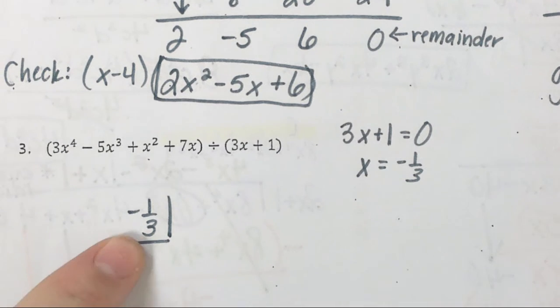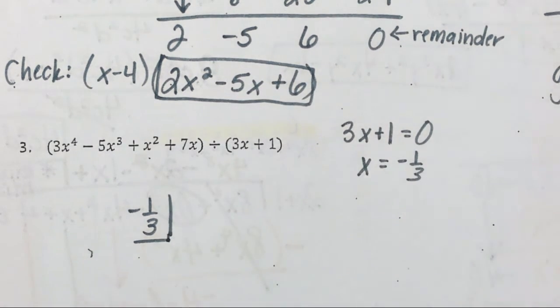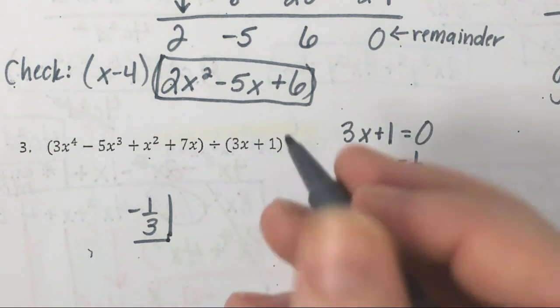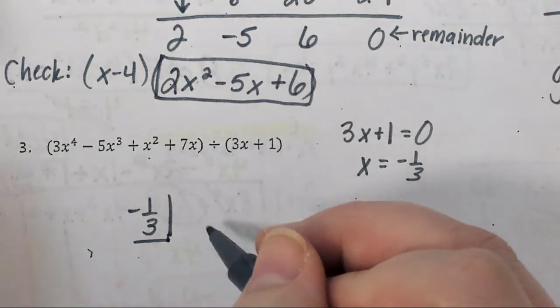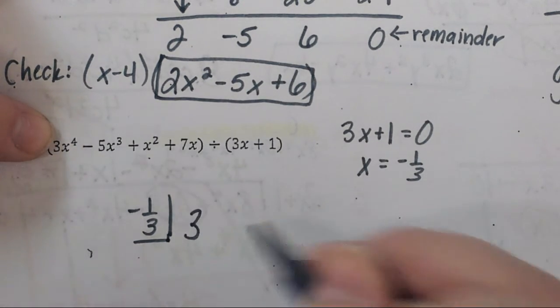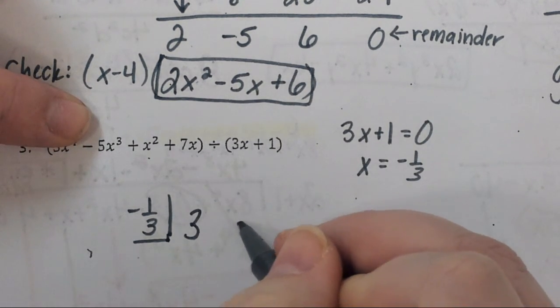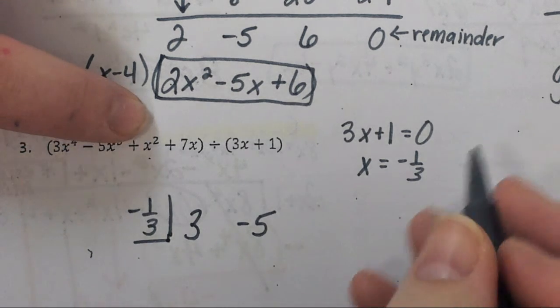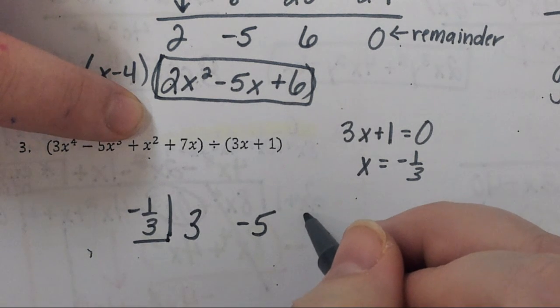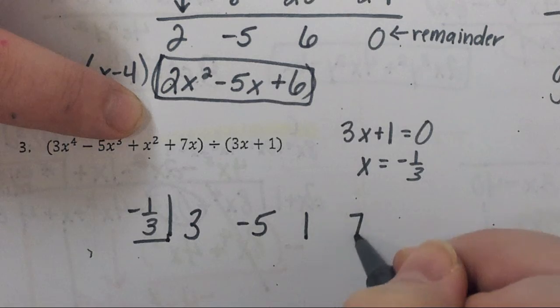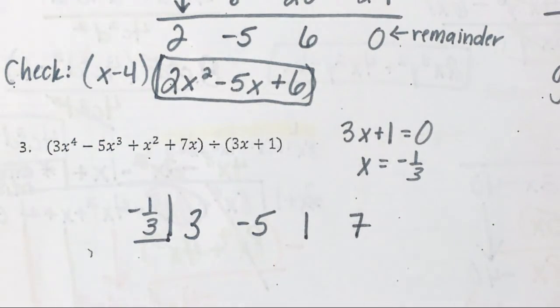So, we can already see we're off to a terrible start because we're going to end up multiplying everything by negative 1/3, which could potentially be a giant pain. It might all work out for us because I'm thinking 3 and negative 1/3 do end up canceling out, but you never know. Okay, so we've got a 3x to the fourth, minus 5x to the third, a 1x squared, and a 7x.